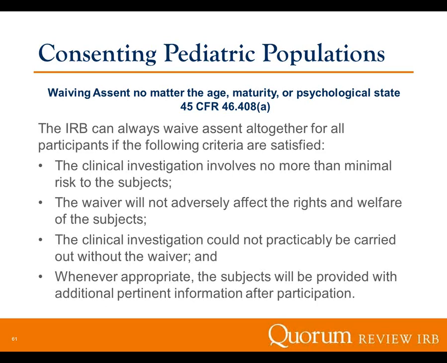So we talked about how you can waive the requirement for assent if children are below the age of 7, and then there's also ways to handle actually obtaining that assent. Note that the IRB could, in fact, waive the requirement for assent altogether, no matter what the age or maturity or psychological state, and it could do this if the study is not under the FDA's jurisdiction. So the IRB may waive assent altogether if the following 4 criteria are satisfied.